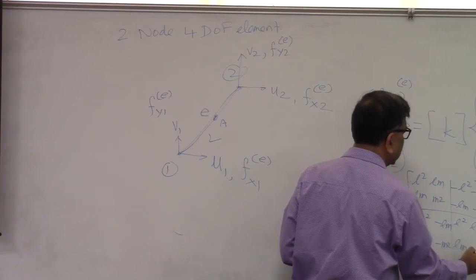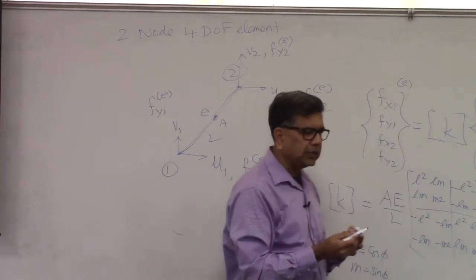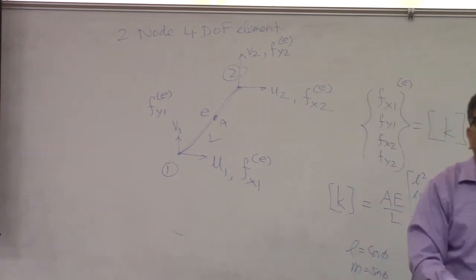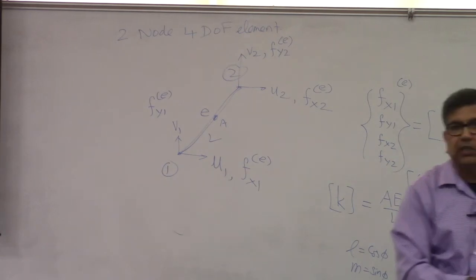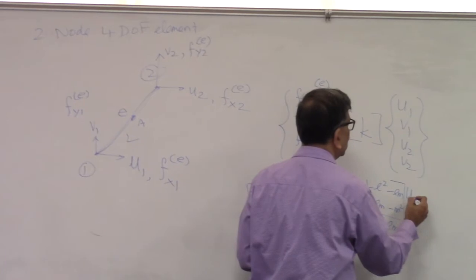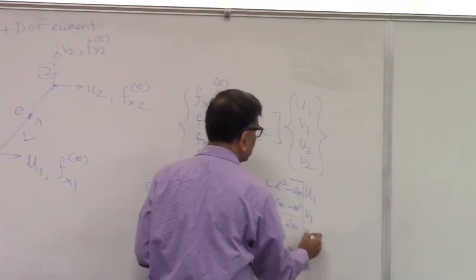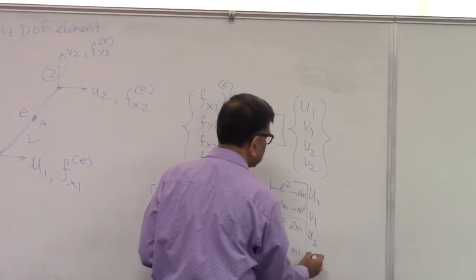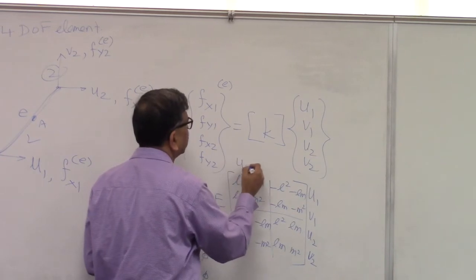Whenever you write a stiffness matrix, you have to have the row addresses and column addresses. Otherwise, it's useless. So the address here is U1, V1, U2, V2. This is the row address. If you want, you can write the column address also.